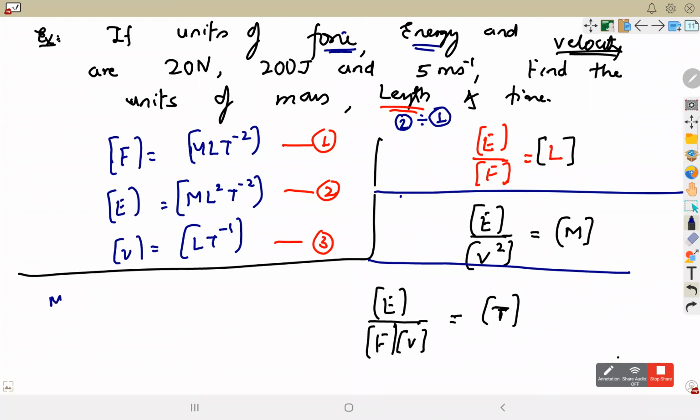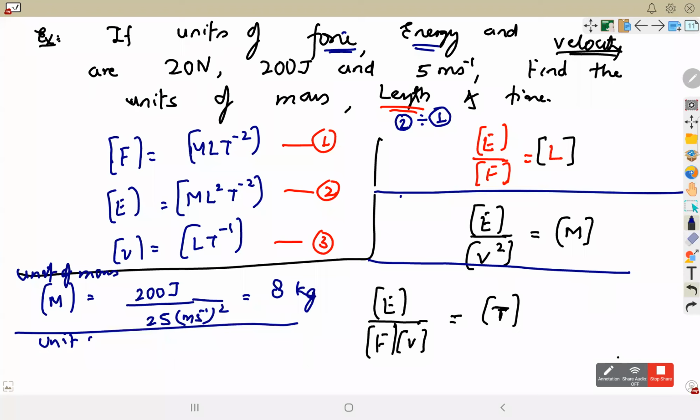Now if we want the unit of mass, the unit of mass will be unit of energy divided by velocity squared. Unit of energy is 200 joule, divided by velocity squared, 25 meter squared per second squared, that becomes 8. So unit of mass is 8 kg. Unit of length is energy by force. Energy is 200 joule and force is 20 newton, so that becomes 10 meter.